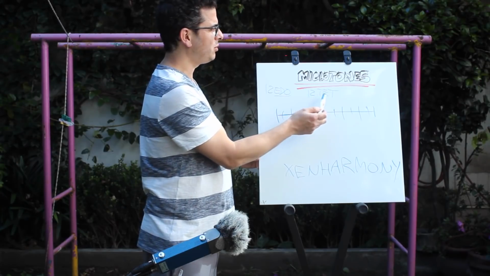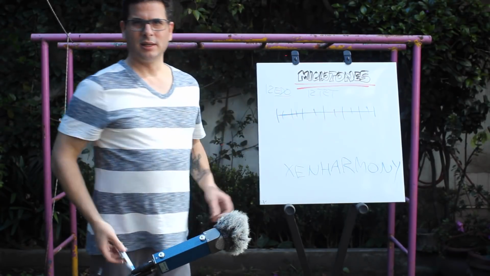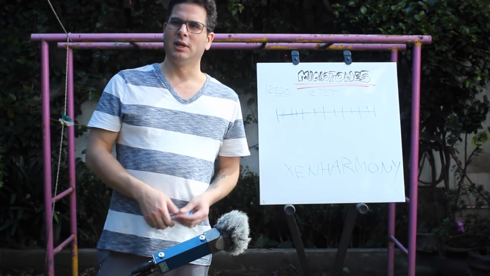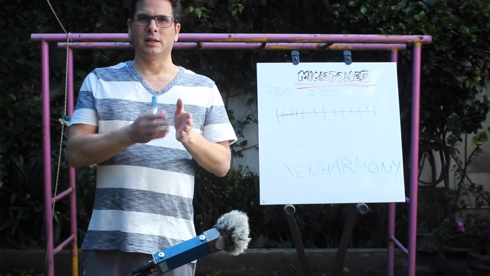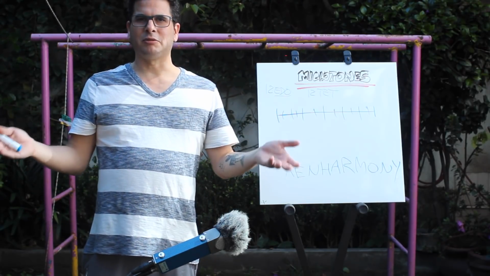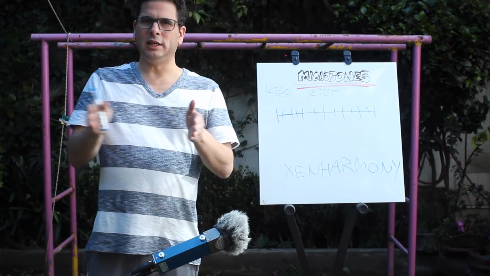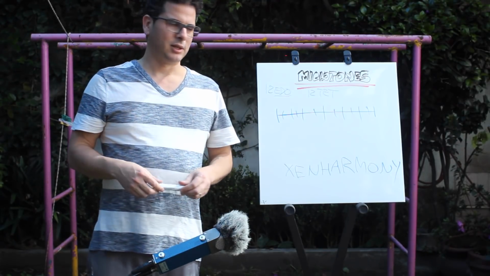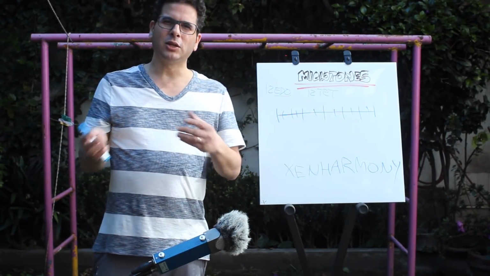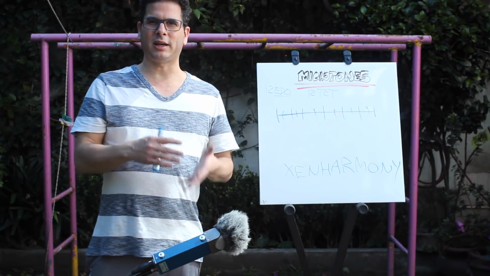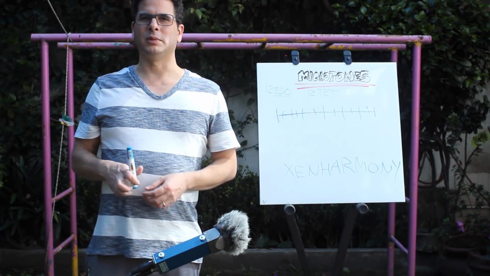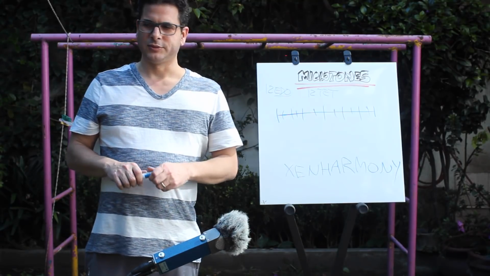12 TET means 12 tone equal temperament, right? So a temperament is a tuning. An equal temperament means a tuning where the octave is divided by a certain number of equidistant notes, right? And we use 12 because that's the closest to the scales that we had arrived at from observing nature originally.